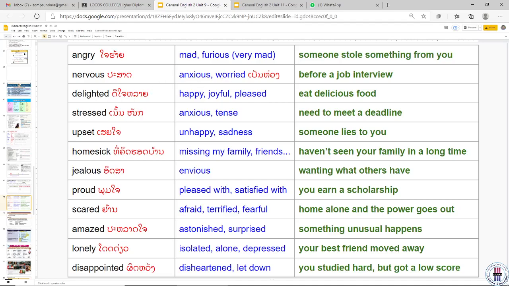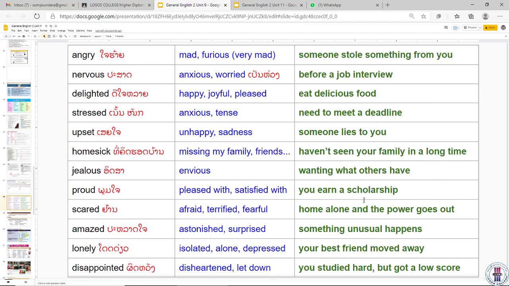Delighted, it's the same as happy. It's the same as joyful and pleased. Same thing with homesick, is missing my family and friends. Proud, if you feel proud, you're pleased, you're satisfied with. So these are words that are almost the same. You can also say these words as these words over here.